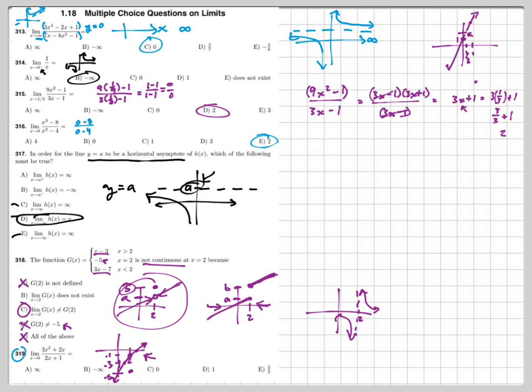Finally, last one on this page, we have 319. I'm going to plug in 0 first to see what we get. So we'll have 3 times 0 squared plus 2 times 0, which is just going to be 0 on the top. And in the bottom, we have 2 times 0 plus 1. So the top gives us 0, the bottom gives us 1. 0 divided by 1, you are allowed to do that, so our answer is 0. So plugging in works for that.